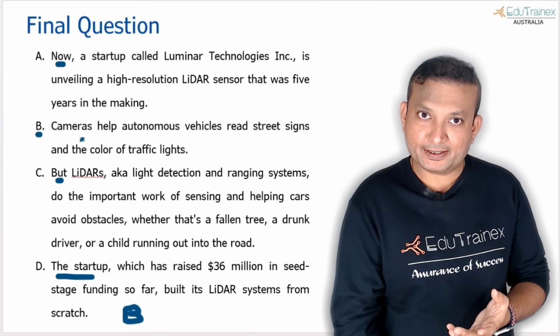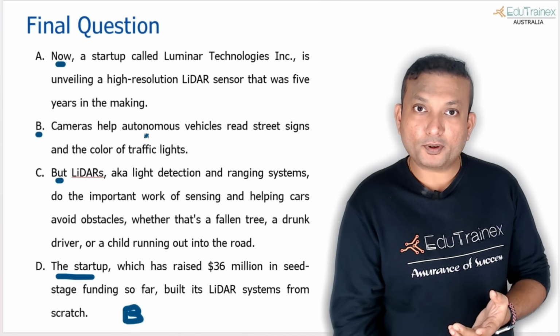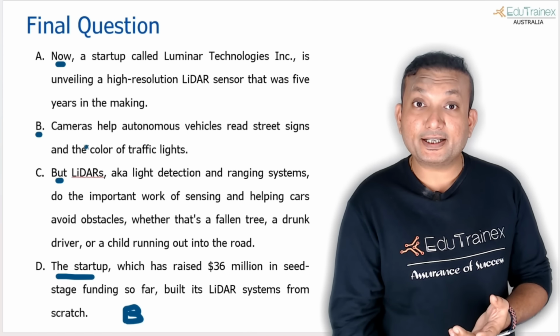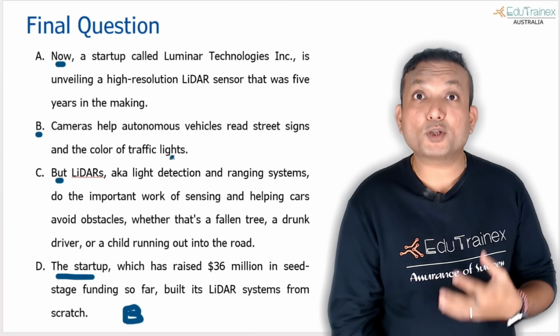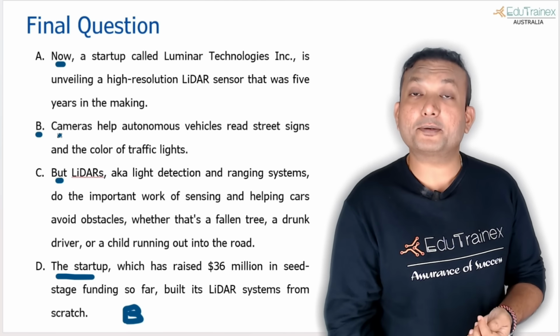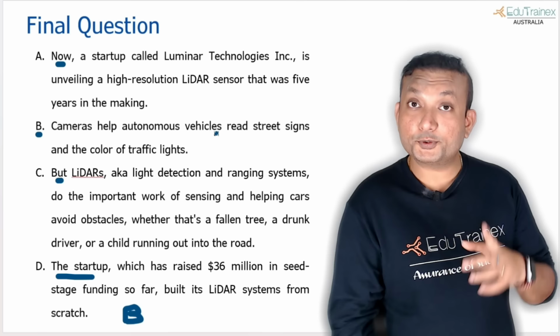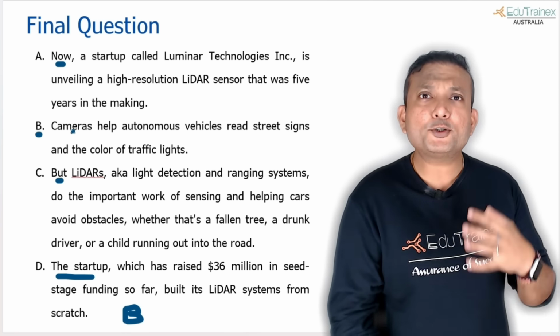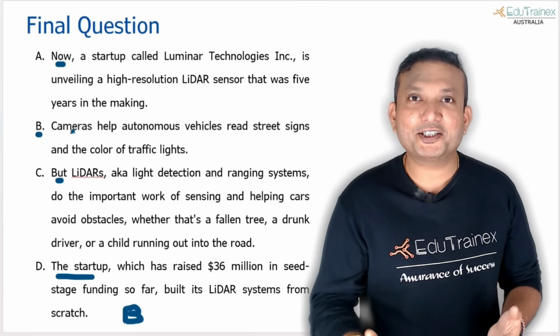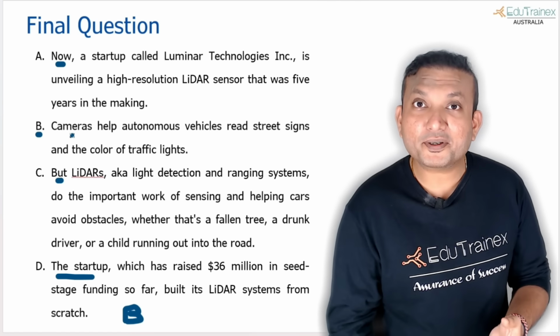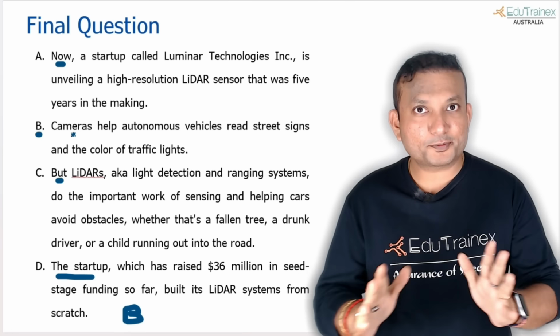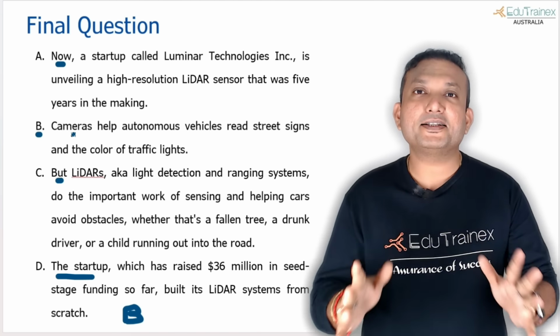So the first sentence is: cameras help autonomous vehicles read street signs and the color of traffic lights. Now you understand some context as well. It's talking about some cameras. And you see one more trick I'll tell you. When we talk about things in general, we don't use any article. We don't say the cameras, we don't say a camera. We just pluralize it and say cameras.